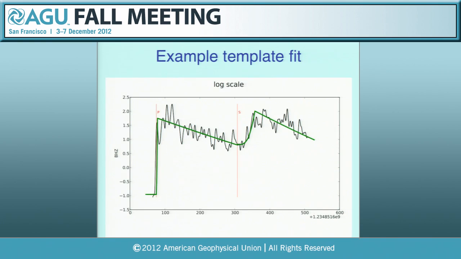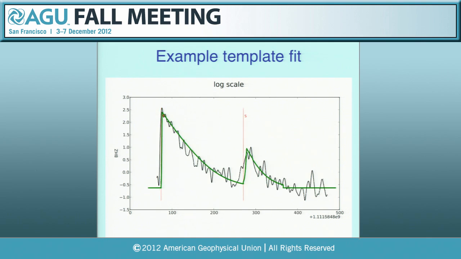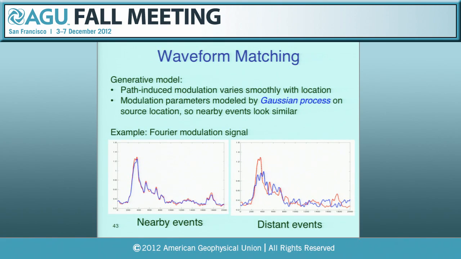So here's just an example. This is from the slowly decaying region, the green region, and this is from the quickly decaying region, the red region. Okay. So that's the template shape model. And then what about the wiggles?